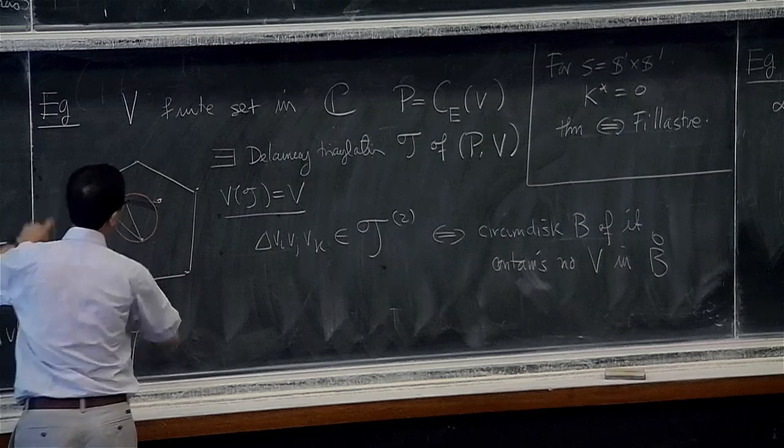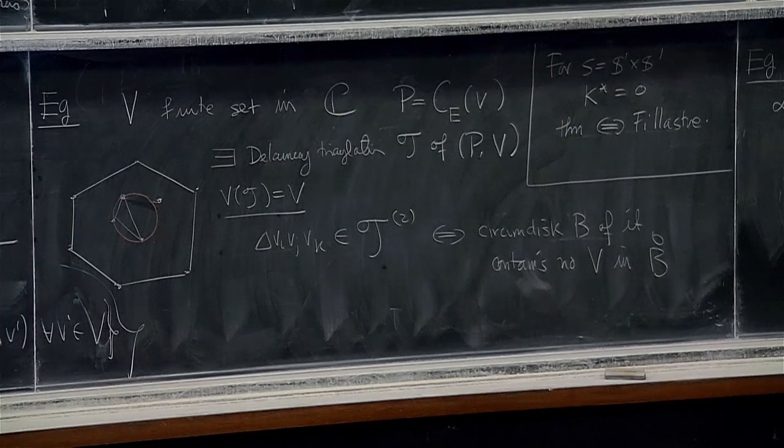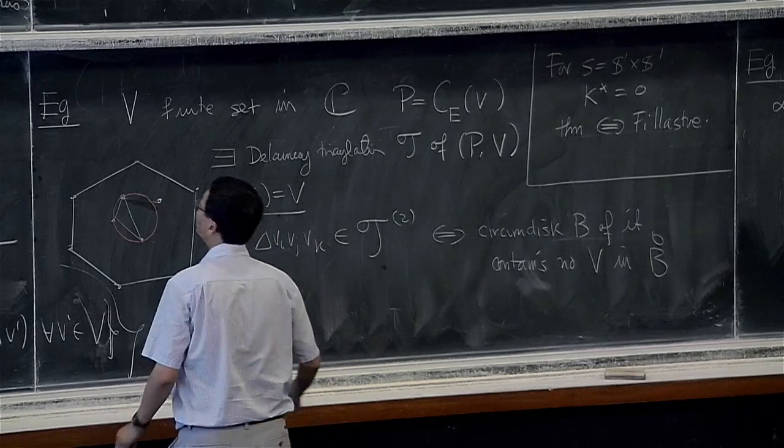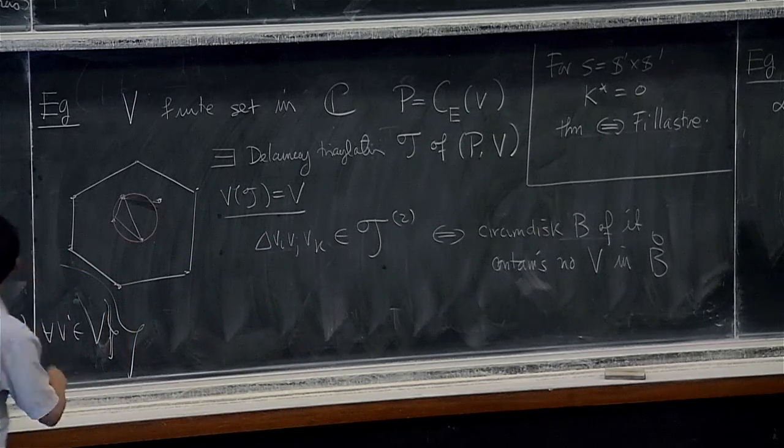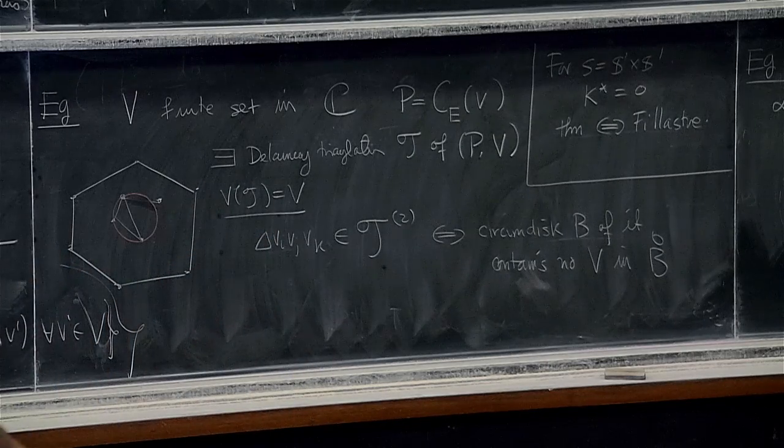If there are no other vertices inside it, then that will be a triangle. That will be a valid triangle. And from this, you see immediately, this is a geometric description of the alpha plus alpha prime condition, right?